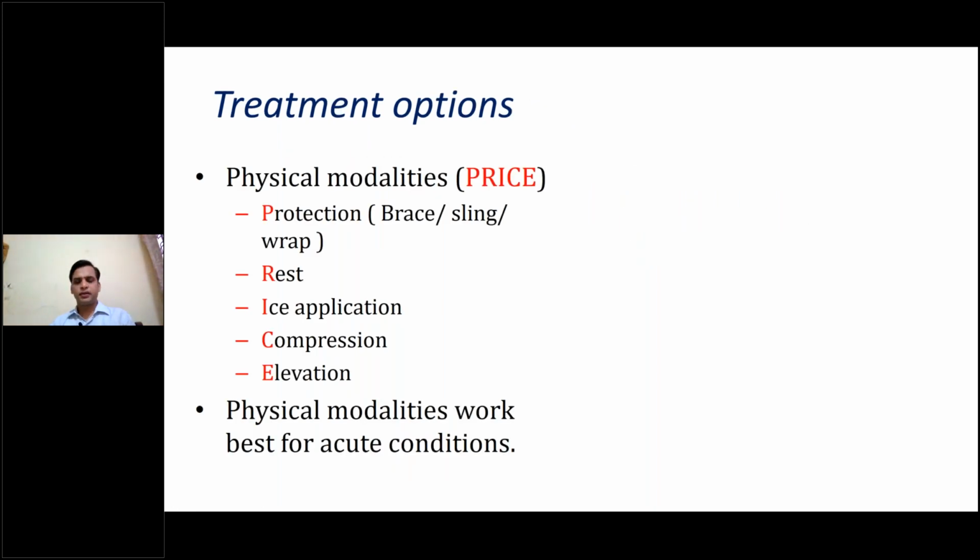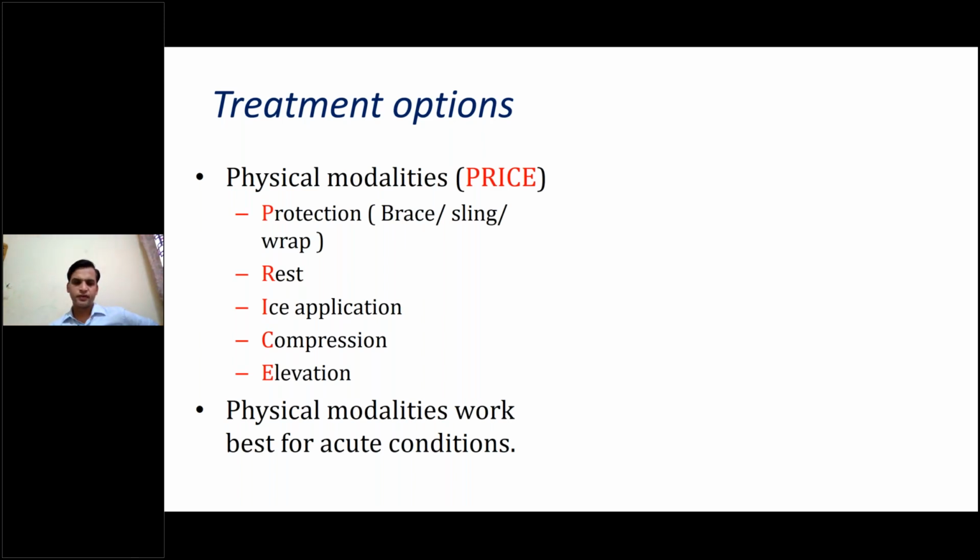The treatment of any joint pain will require a combination of things: physical modalities, physiotherapy, pharmacological treatment, and surgical treatment. So it is usually algorithm based. Among the physical modalities, there is protection by anything, either rest or brace, sling or wrap, or ice application, compression or elevation. These are usually applicable for acute conditions, not for chronic conditions.